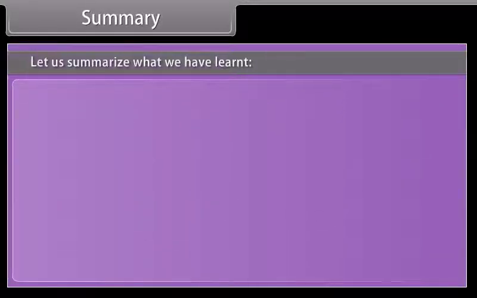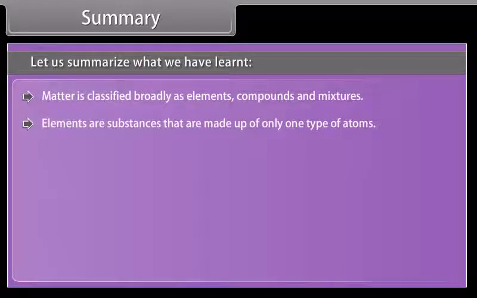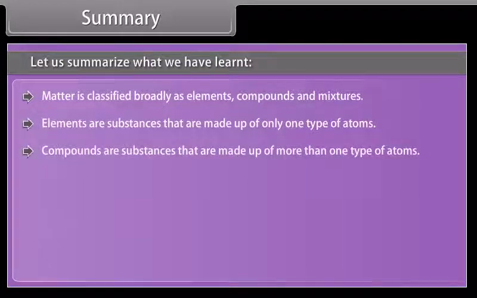Summary. Let us summarize what we have learned. Matter is classified broadly as elements, compounds, and mixtures. Elements are substances that are made up of only one type of atoms. Compounds are substances that are made up of more than one type of atoms.